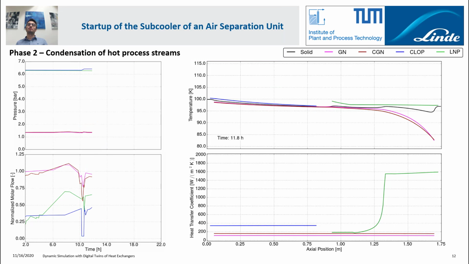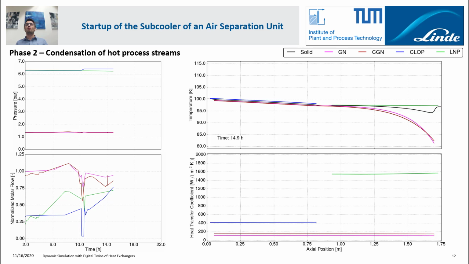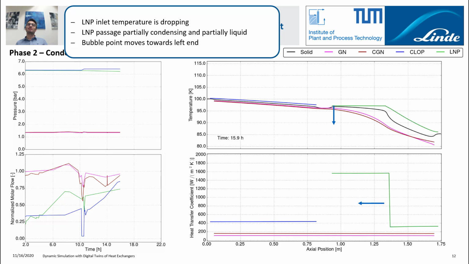Let's continue the simulation again. We will see the molar flows being adjusted. There is no significant impact on the heat transfer and temperature profiles on the right-hand side again. We will stop the simulation after a simulated time of approximately 15.9 hours again. At this point in time, you will notice that the LMP inlet temperature has dropped down slightly.